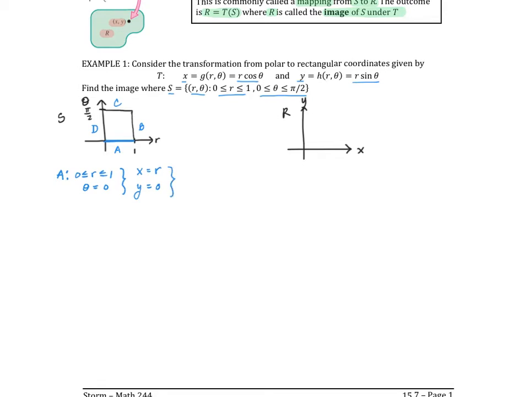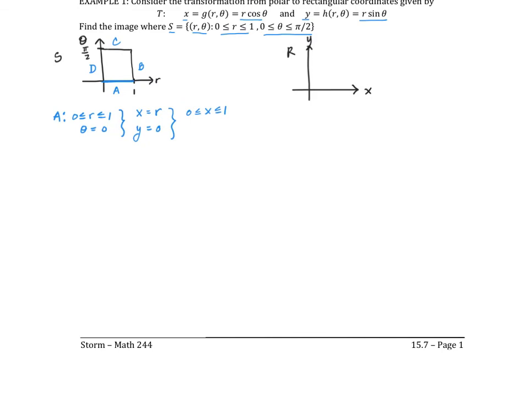If x is equal to the r value and r goes between 0 and 1, then my x values will also go from 0 to 1. And here my y value is still 0.